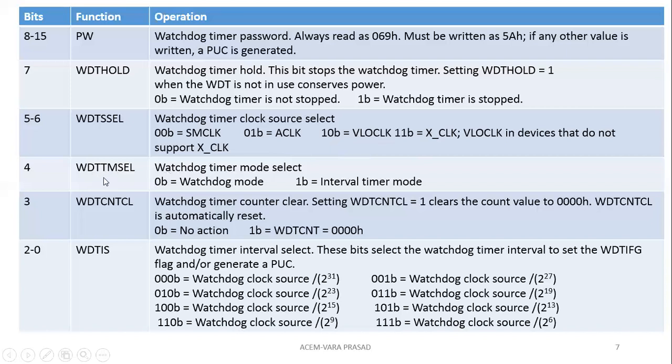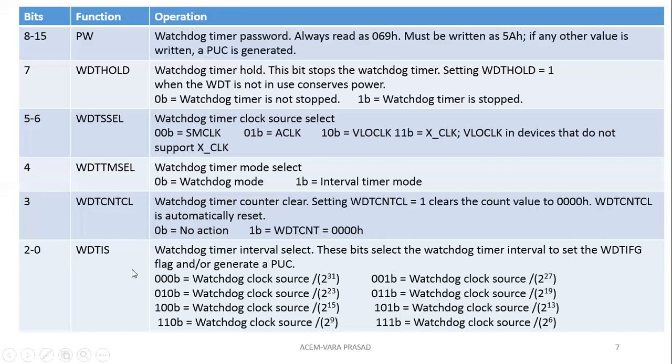The fourth bit is used for mode selection: 0 means watchdog mode, and 1 means it enters interval timer mode. Then the watchdog timer control register: if this bit is 0, the count will not take any action. If this bit is equal to 1, the count will be reset to 0.